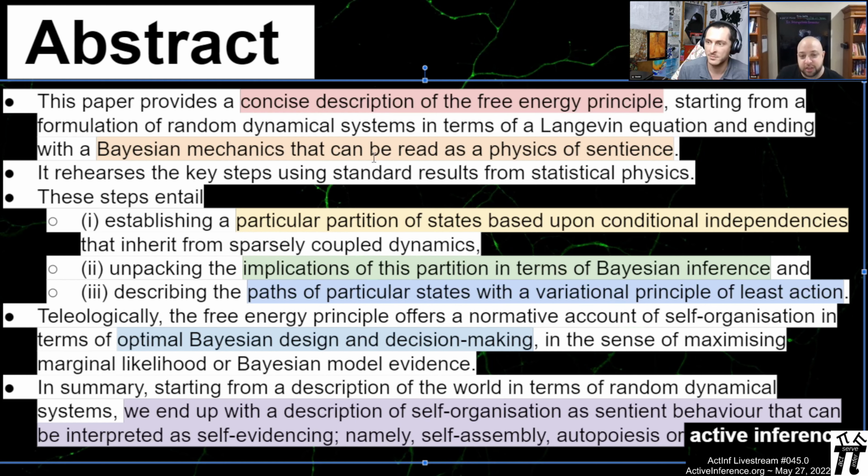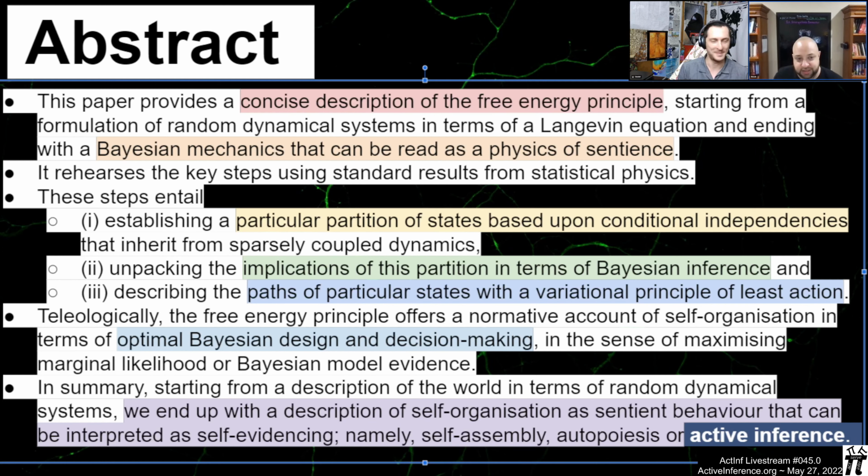So, teleologically, the free energy principle offers a normative account of self-organization in terms of optimal Bayesian design and decision-making, in the sense of maximizing marginal likelihood or Bayesian model evidence. In summary, starting from a description of the world in terms of random dynamical systems, we end up with a description of self-organization as sentient behavior that can be interpreted as self-evidencing, namely self-assembly, autopoiesis, or active inference.